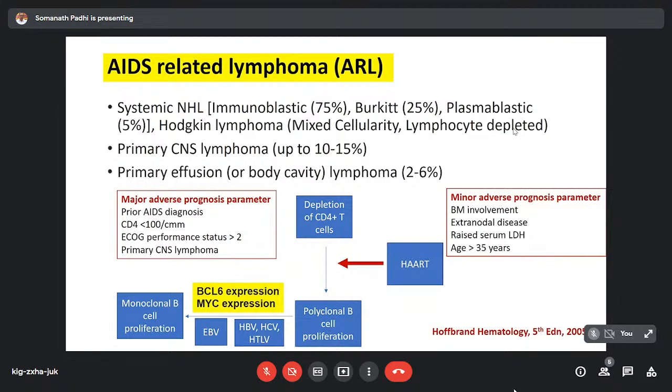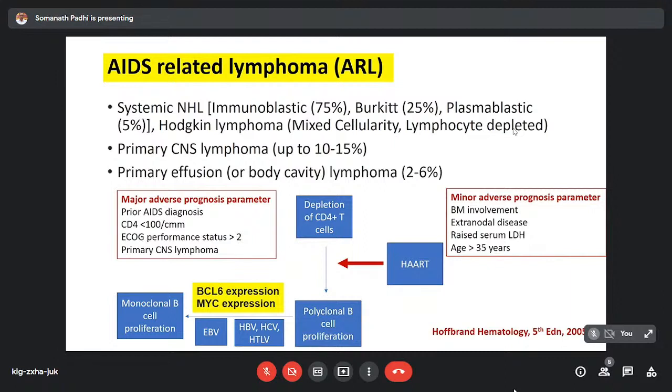The incidence of Hodgkin lymphoma, in comparison to HIV negative individuals, also carries a significantly higher risk. The mixed cellularity as well as lymphocyte depleted phenotypes are more commonly seen. Primary CNS lymphoma, up to 15% of cases in an HIV positive patient, is an AIDS-defining diagnosis, as are primary effusion or body cavity lymphomas, which are seen in up to 6% of cases. So what is the exact mechanism that is postulated? As you know, HIV depletes the CD4 positive T cells, and we all know that CD4 positive T cells are the master regulator of the immune system.